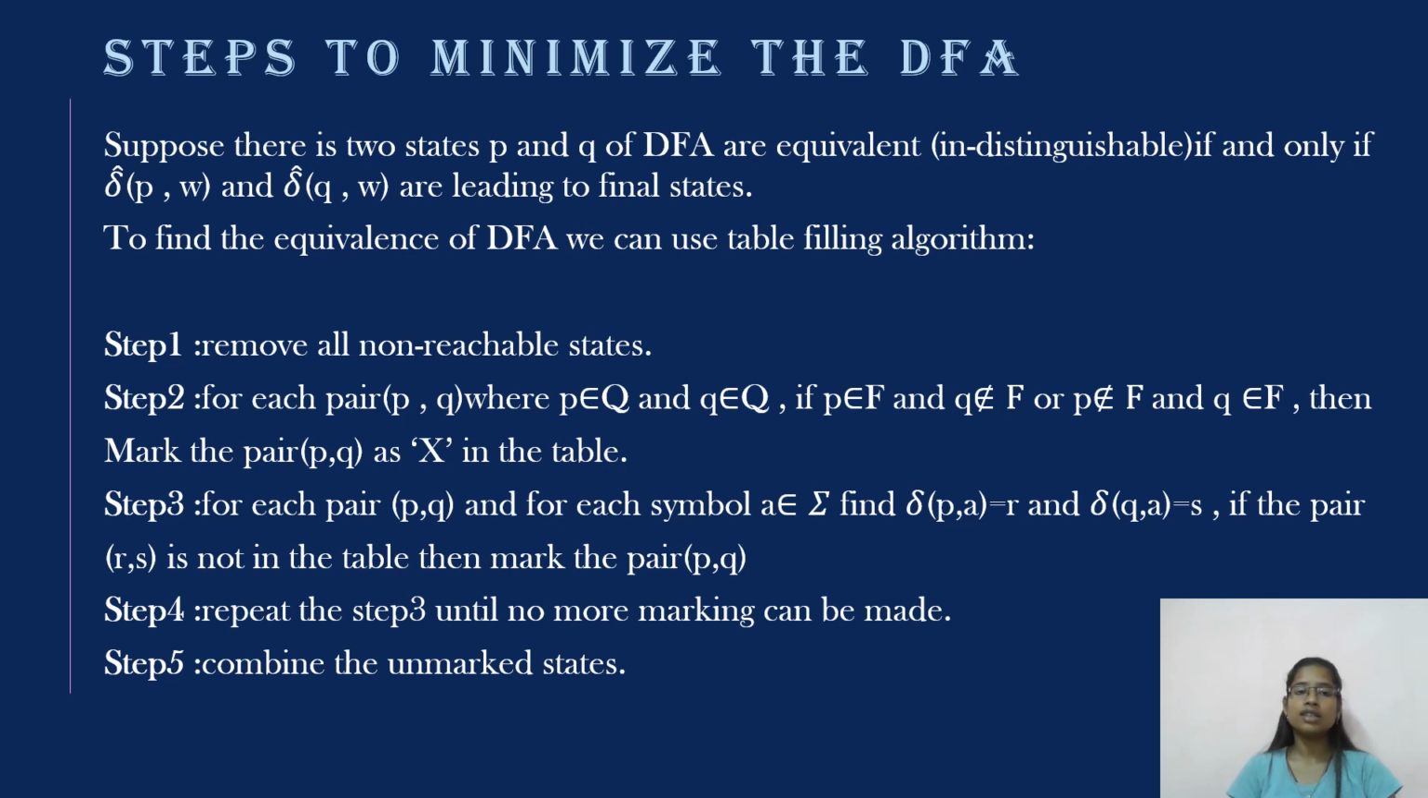In step 2, we would have created a table in which we filled some boxes with X on that condition, and a few more boxes would be left empty. So we should repeat the step until all the boxes are filled. And step 5: combine the unmarked states.